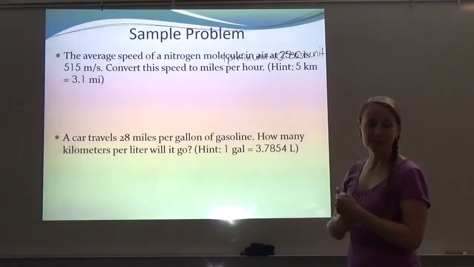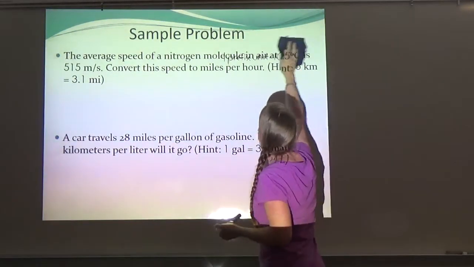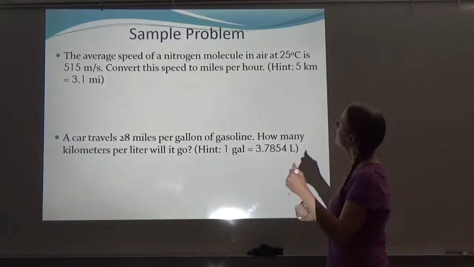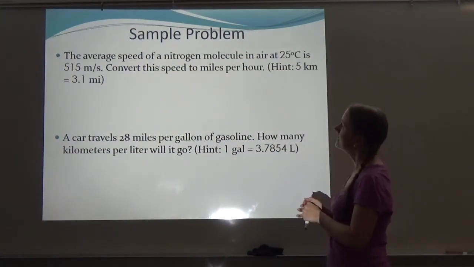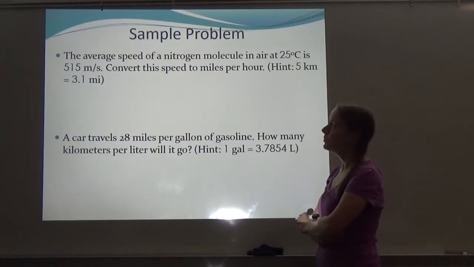Alright, so our next one says: the average speed of, oh okay, I guess I do need to erase it. The average speed of a nitrogen molecule in air at 25 degrees Celsius is 15 meters per second. Convert this speed to miles per hour. Hint: 5 kilometers equals 3.1 miles.